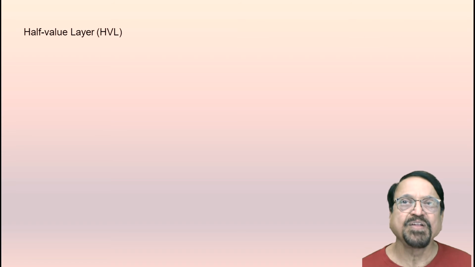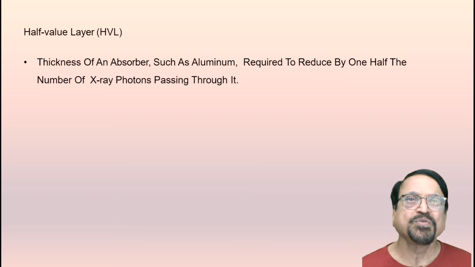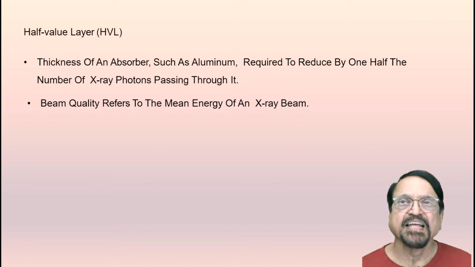Now, what is half value here? HVL: the thickness of the absorber, such as aluminium, required to reduce by 1/2 the number of X-ray photons passing through it. Beam quality refers to the mean energy of an X-ray beam.